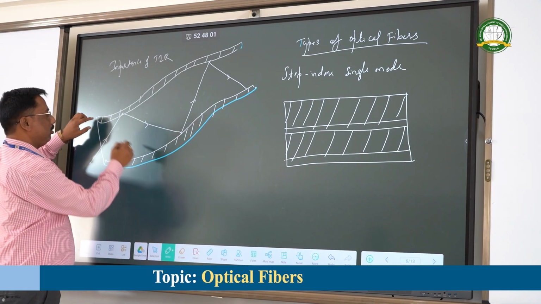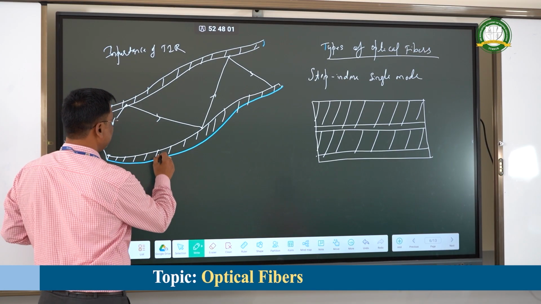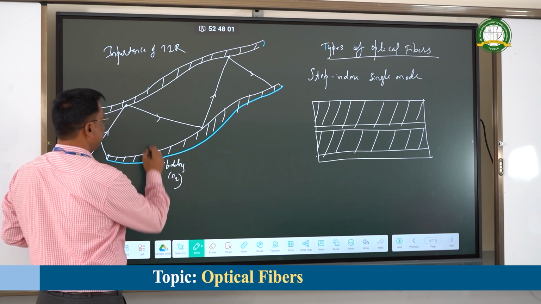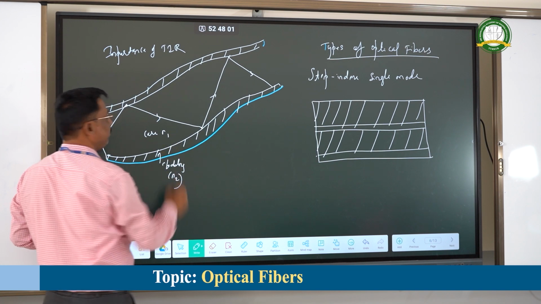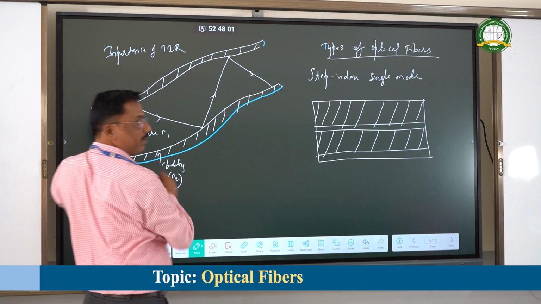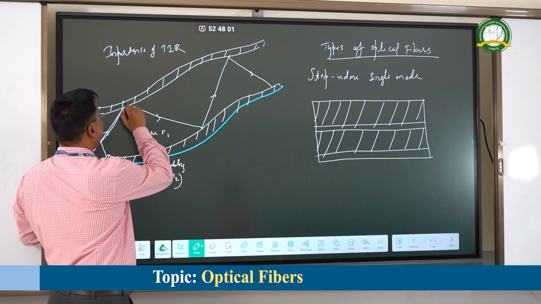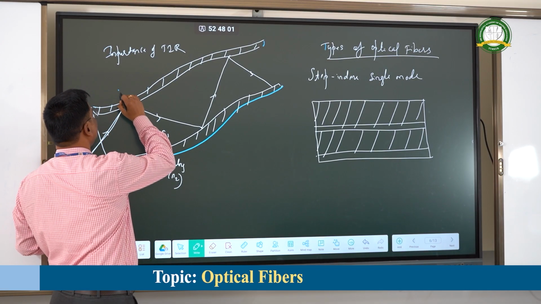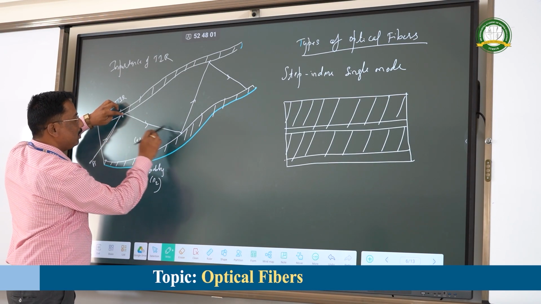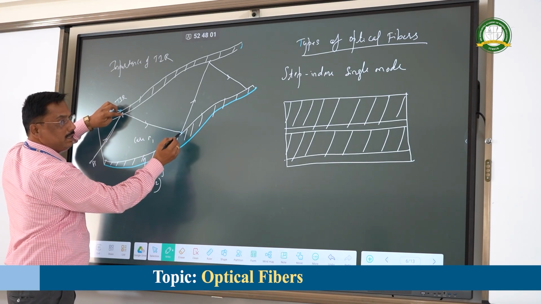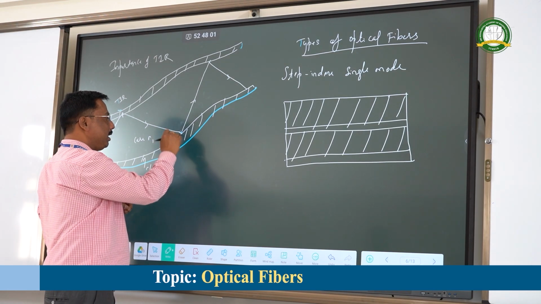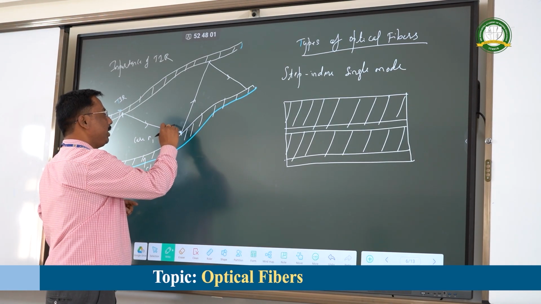Suppose you consider one optical fiber. This is the cladding with refractive index N2, and this is the core with refractive index N1. A ray is falling at the interface of the core and the cladding. Here total internal reflection takes place, and it is reflected back towards the opposite side, that is, back into the same medium. When it is incident on the core and cladding interface again, TIR takes place here also.